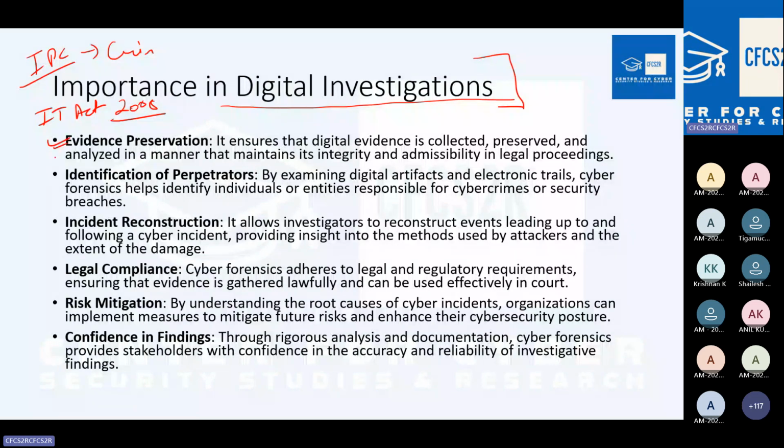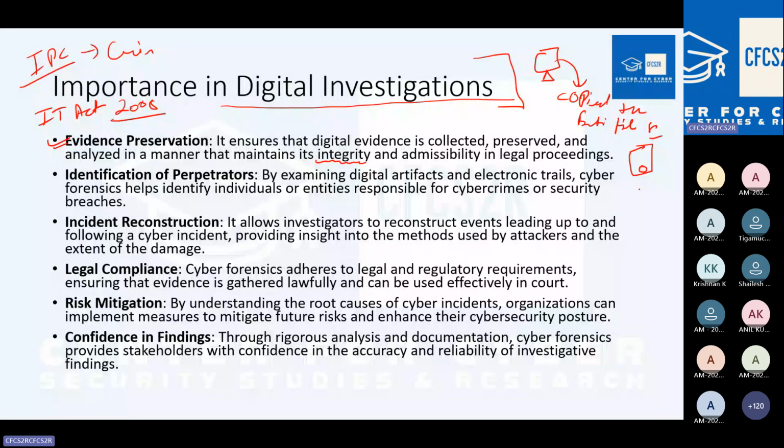Evidence preservation. Whenever you are collecting some evidence, it is utmost required to preserve it properly. Otherwise, its integrity is going to be doubtful. Let us suppose this is a PC, and you have copied the entire file structure into a hard disk.